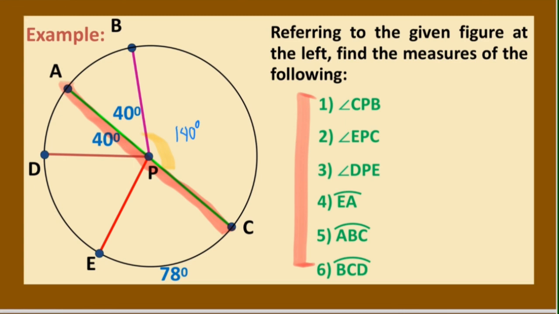Same case with the one below. We already have 40 and 78. So 40 plus 78 first, guys. The answer there will be 118, right? Now that you have that, subtract it from 180. Why? Semicircle.